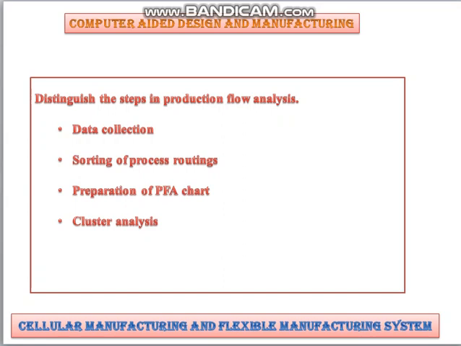Next, moving on to cluster analysis, which is the fourth step of production flow analysis. By referring to the third step, that is the preparation of the production flow analysis chart, any correction regarding the part changing or sequence of parts or rearranging the parts is done in this cluster analysis.